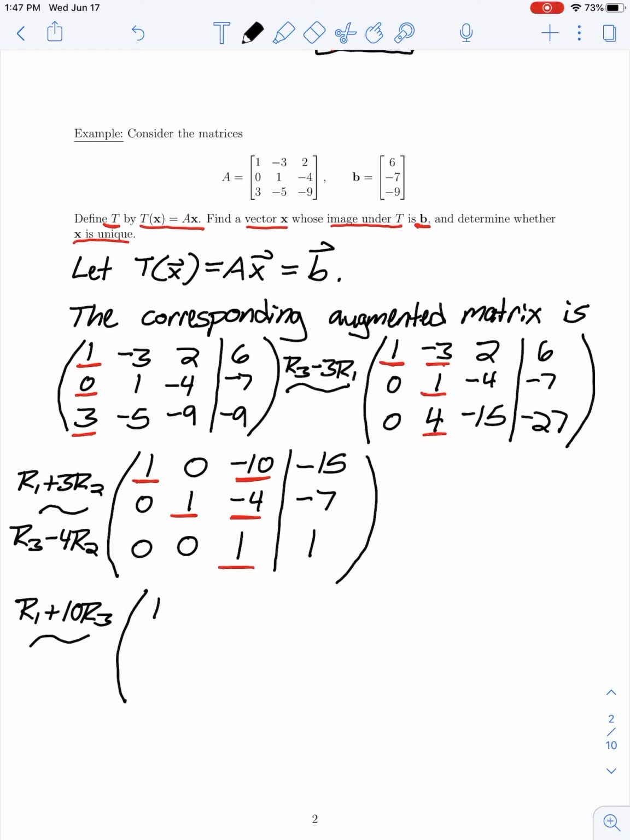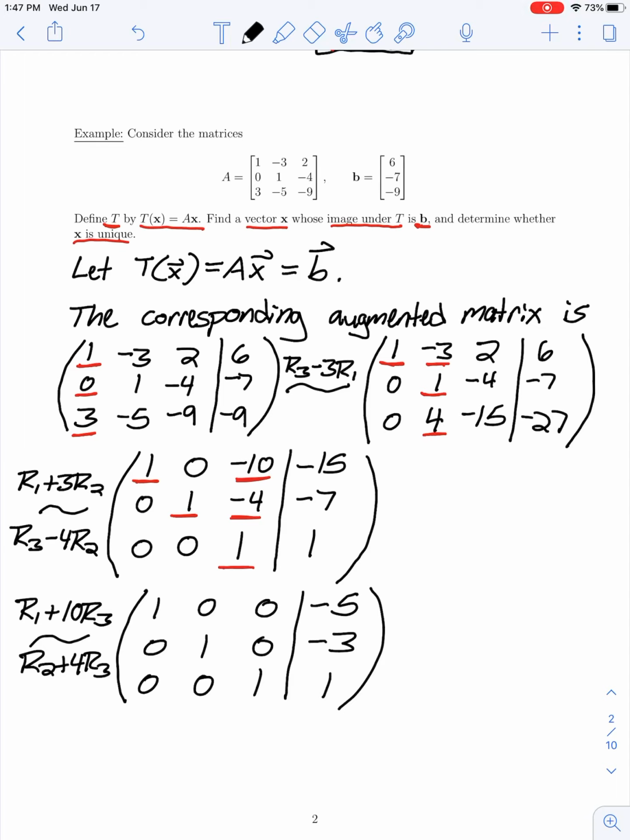So that gives me a 1, 0, 0. And then 10 minus 15 is negative 5. And in my second row, I'm going to add 4 times the third row, which makes my second row 0, 1, 0, negative 3. And my last row remains as 0, 0, 1, 1.